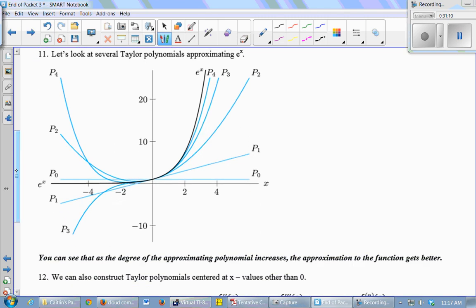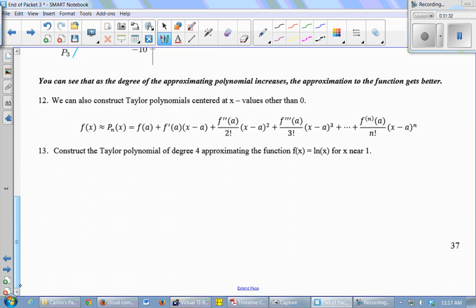So here are several Taylor polynomials approximating e to the x. So e to the x is graphed in black here. And we've got the first degree Taylor polynomial, the linear approximation that we learned how to do last semester. And then we've got a quadratic and a cubic and a quartic, and each one is getting closer and closer and closer to that function e to the x. So you can see that as the degree of the approximating polynomial increases, the approximation to the function gets better.